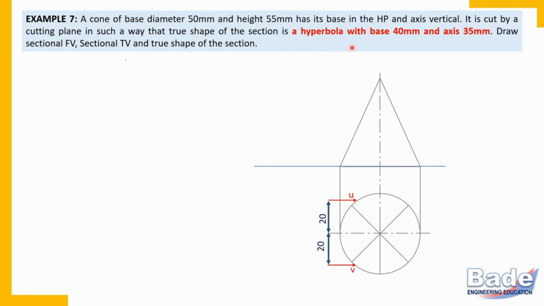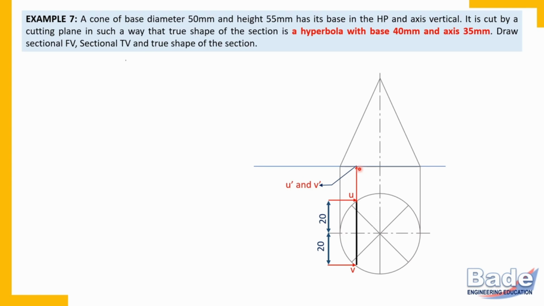Measure base 40 millimeters. Base is a line UV on the true shape of base. So that line UV must be of length 40 millimeters. So this is how we measure that 40 millimeters on the base. Now transfer UV in the front view. This point is U dash and also V dash. Now through U dash V dash cutting plane line must pass.